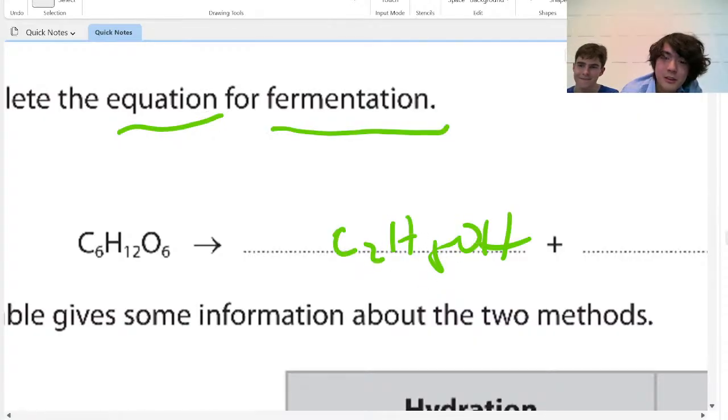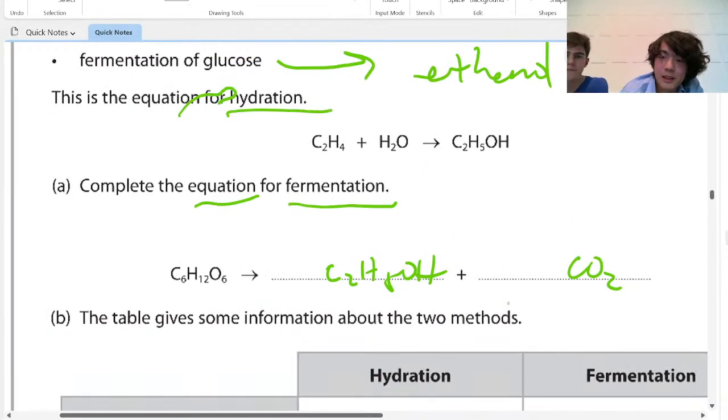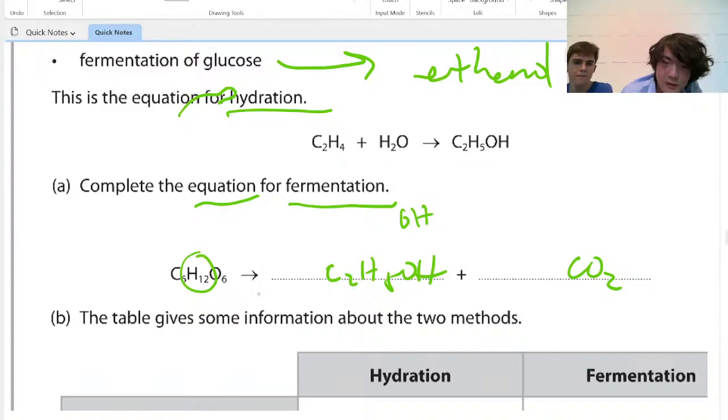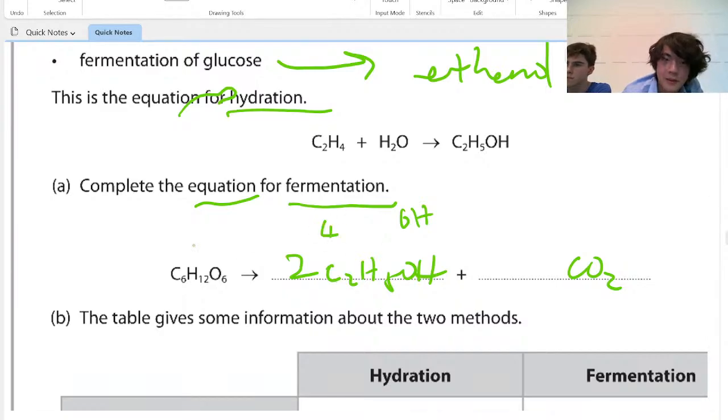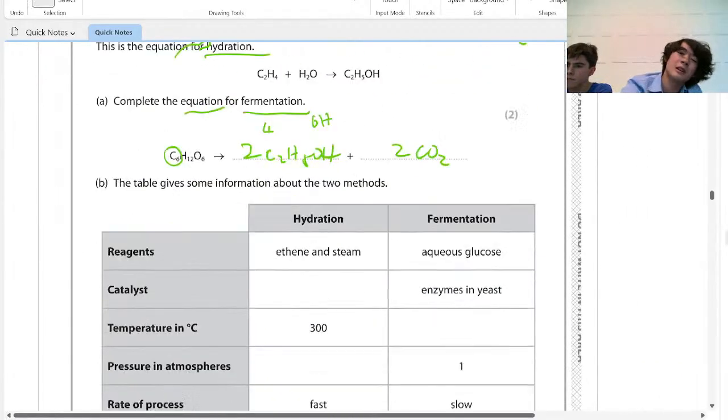So, let's look at how to balance this. On the right side, the only thing that has hydrogen is ethanol, and that's got 6 hydrogens. This one has 12. So we're going to need 2 ethanols. That means we've got 2 times 2, which is 4 carbons from ethanol, and we've got 6 carbons. So we need 2 carbon dioxides to make up for the 2 carbons remaining.